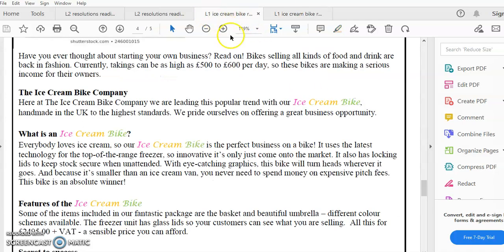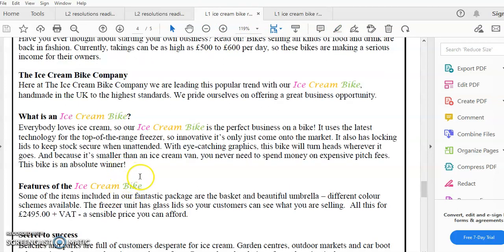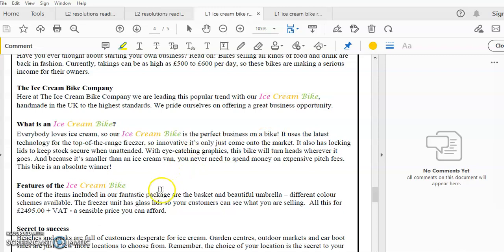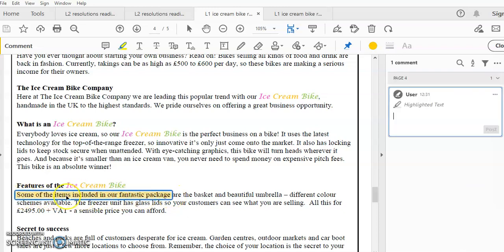So, having a look here at the features section, we're looking, remember, for facts and opinions. And one thing I'd really like to draw your attention to, we're going to come across in a second, is that these can occur in the same sentence. Okay? So, right from the start here, what are we looking at? Some of the items included in our fantastic package. So let's have a quick look here.